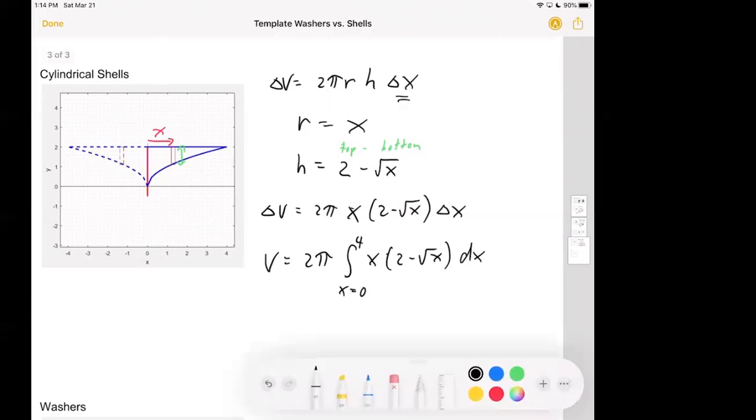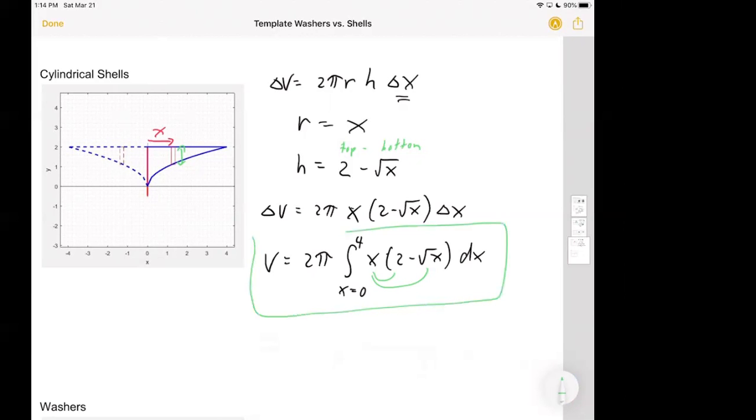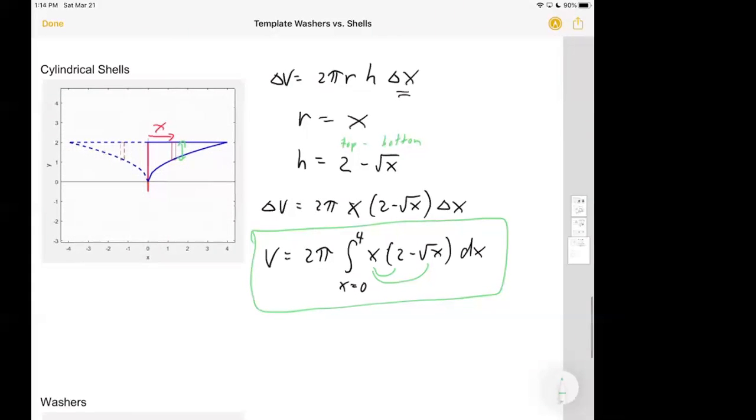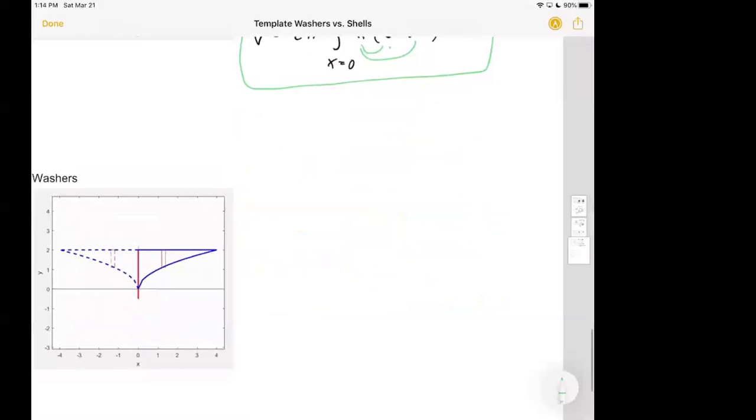Now, hopefully you would see that if you were going to do this by hand, you would want to distribute, and you would have a 2x and an x to the 3/2 power in the integrand once you distributed it, and then you would be able to do this by hand. We're not going to bother doing the calculation right now, but that would be relatively easy to do using cylindrical shells. I could do the same thing with washers.